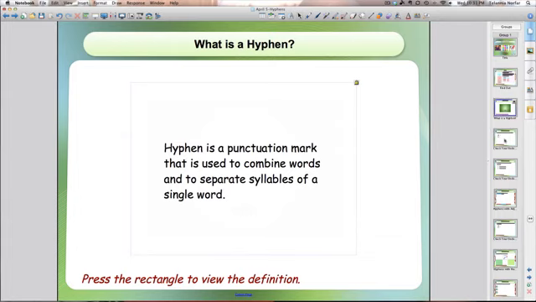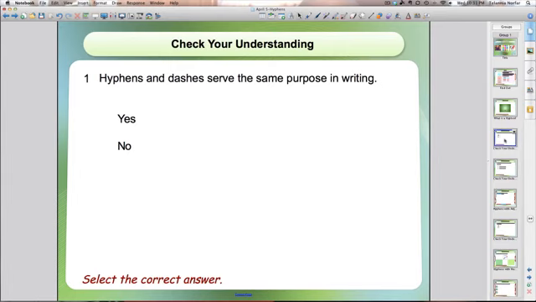So let's check our understanding and make sure we understand how to use hyphens. Hyphens and dashes serve the same purpose in writing. Is that a yes or a no? Talk with your partner and then unpause the video to reveal the answer. Okay. It is not the same purpose in writing. So you got it right if you said no.